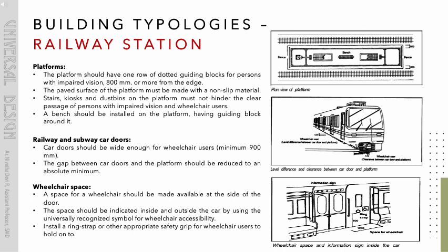Railway and subway car doors. Car doors should be wide enough for wheelchair users, minimum 900 mm. The gap between car doors and the platform should be reduced to an absolute minimum.